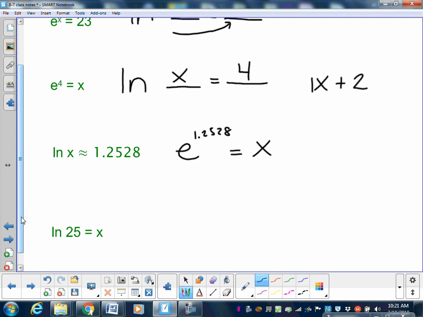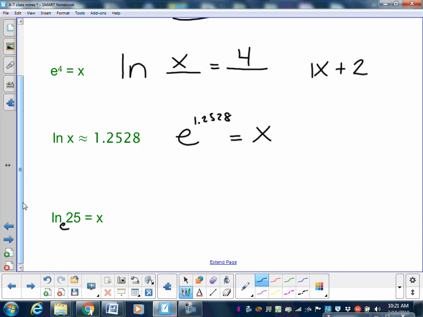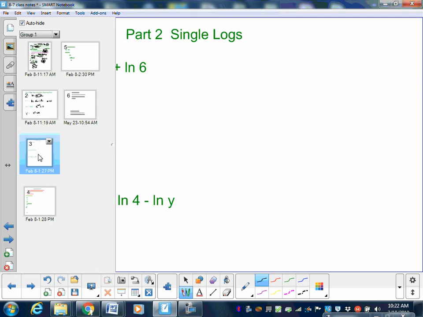And then the last one, E to the what? E to the X equals 25. First part on the worksheet. Can you handle the first part on the worksheet? It shouldn't take you too long to know how to go from exponential to log and log back to exponential. Good to go? Okay, next part. I think there's 4 parts. I'm not for sure.